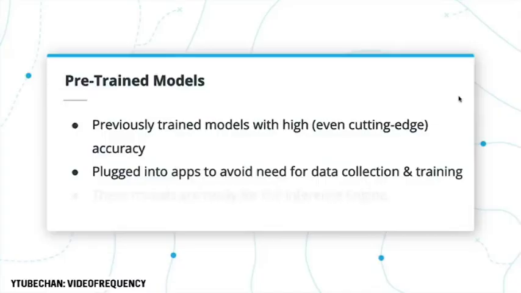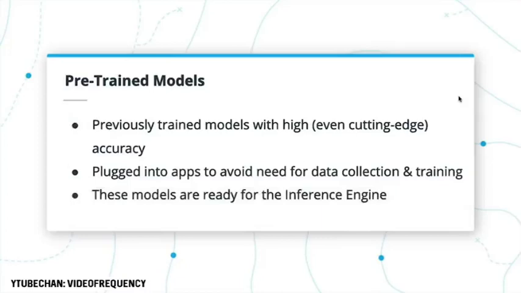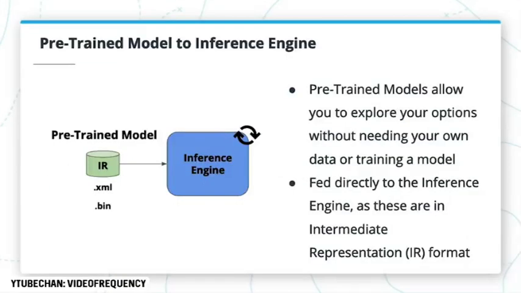In the toolkit, pre-trained models refer specifically to the model zoo containing pre-trained models already converted using the model optimizer. As such, you can use these models directly with the inference engine. We've seen this slide before, but here's just a quick visual reminder on how you can feed the pre-trained model directly into the inference engine. Before we get into the full set of pre-trained models available in the OpenVINO toolkit, let's cover some of the basics of computer vision models first.